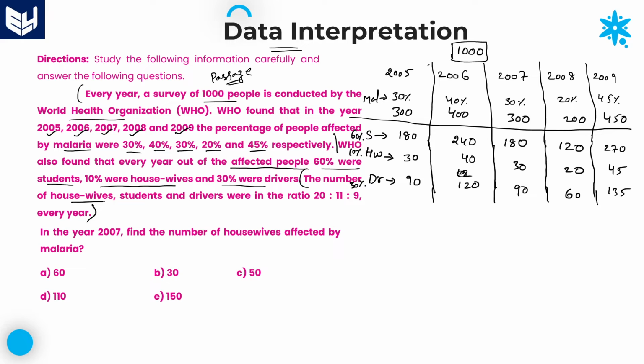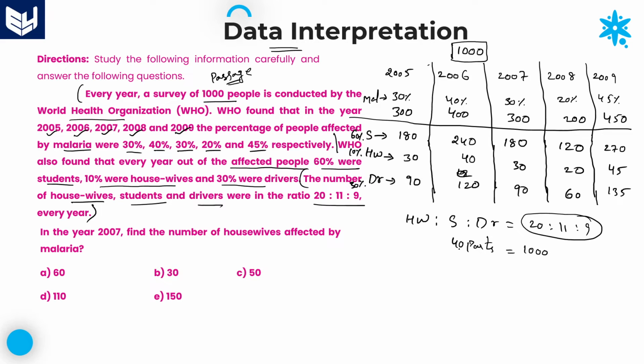The number of housewives, students and drivers were in the ratio of 20 is to 11 is to 9. All together how many parts are there? 20 plus 11 is 31, 31 plus 9 is 40. All together 40 parts. 40 parts is equal to the total number of members we are conducting the survey on, which is 1000. Now 1 part is equal to 25.